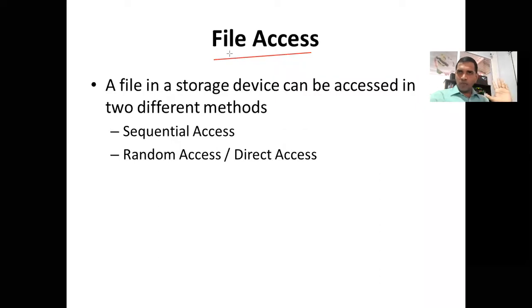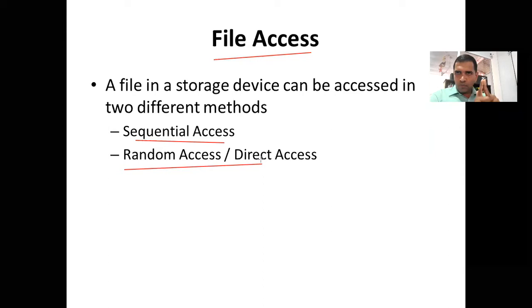We studied everything, right? File name is there in a file, file extensions are there. Now we need to know only the access method to a file. Generally, a file can be accessed in two different methods. The first one is called sequential access. I will explain. The other one is called random access, sometimes called direct access.